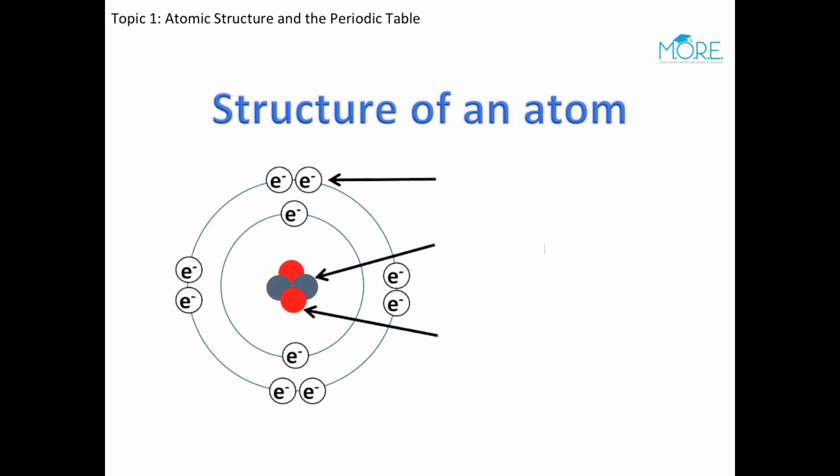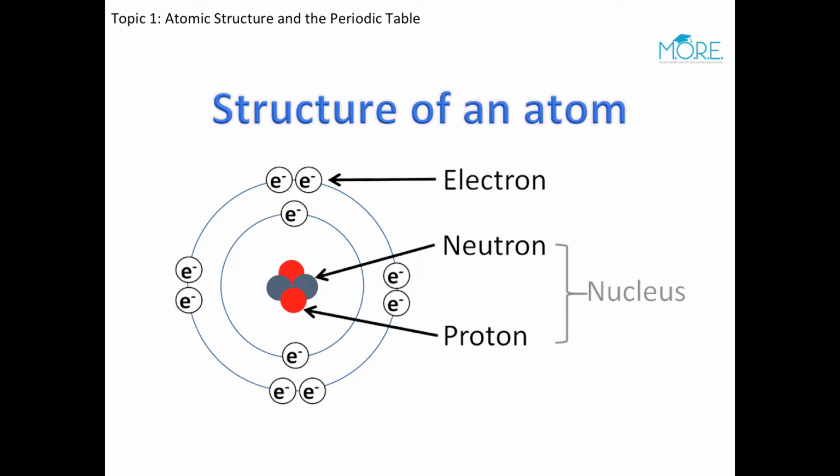Okay, so in the structure of the atom, we've got the electrons, the negative electrons, which are on the shells, and then the neutron, which is neutral, and the proton, which is positive charge. Both the neutron and proton are found inside the nucleus. We'll look more at the atom later on in this topic, the structure and the history of the atom as well.